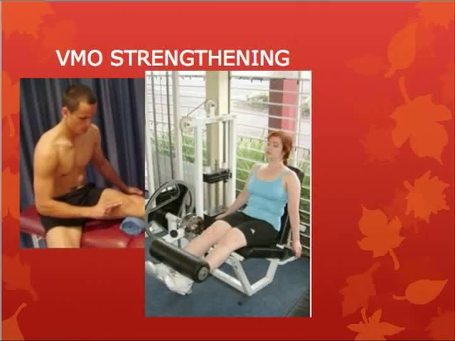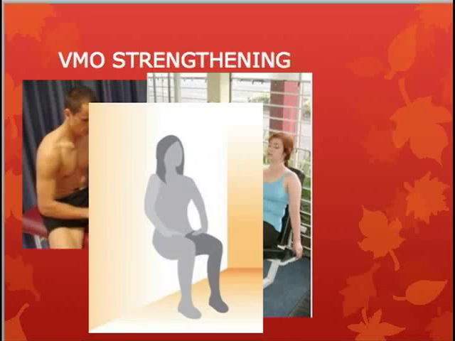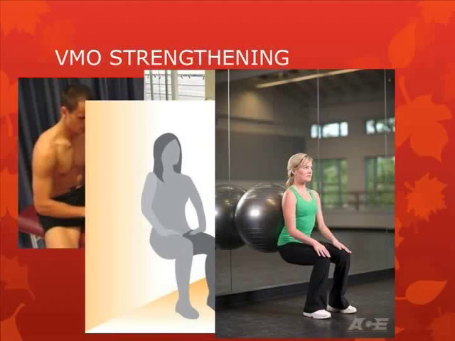And so these are just some examples of those kinds of exercises, and you can see this gentleman with the two fingers is pointing right to the VMO. That's where that muscle is on the inside of the knee. So terminal extensions, so not the whole straight leg exercise on this machine, but like the last 20 or 30 degrees really gets that VMO to engage. Wall squats, or wall squats with the ball, doing those really slowly can really get that VMO to engage.